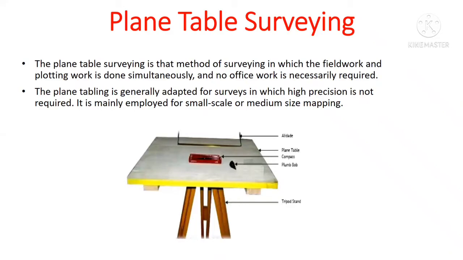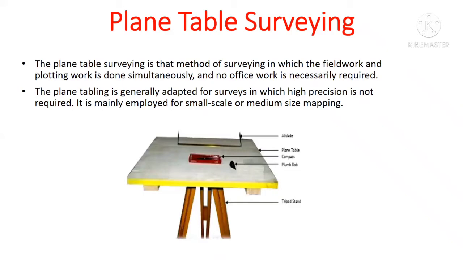As you can see here, this is one of the points, that plain table surveying is that method of surveying in which the field work and plotting work is done simultaneously and no office work is necessarily required. It means that whatever plotting we do on site will be finalized. You need not calculate the same again while sitting in the office. So it is not a repetitive procedure. You simply create whatever plottings are there on the maps directly on the site.